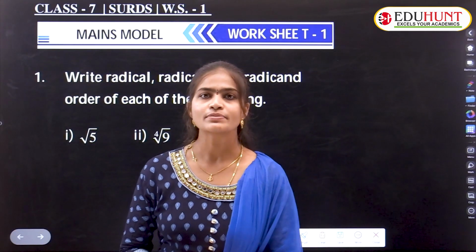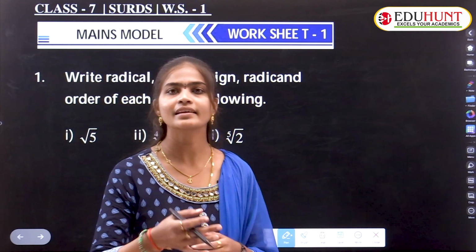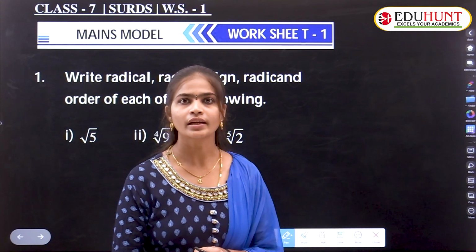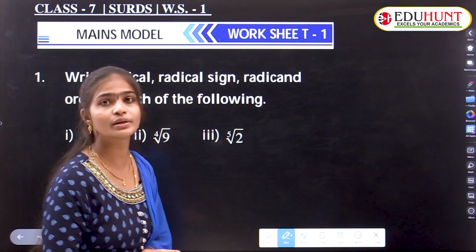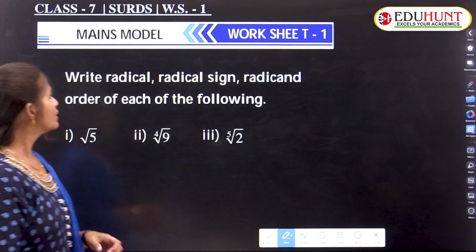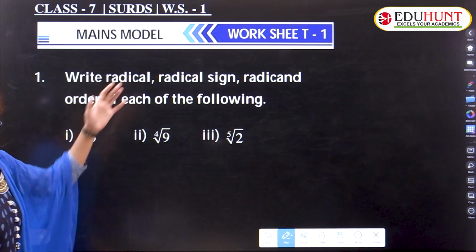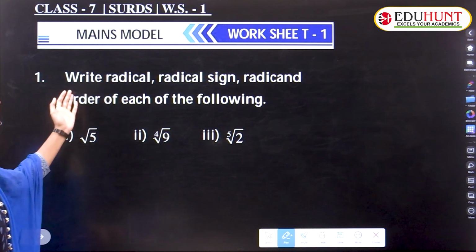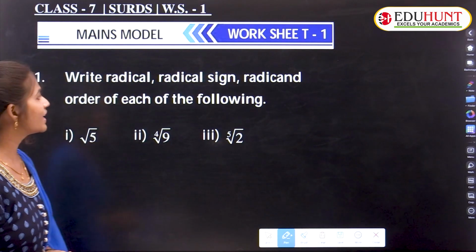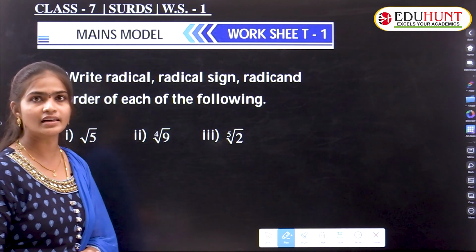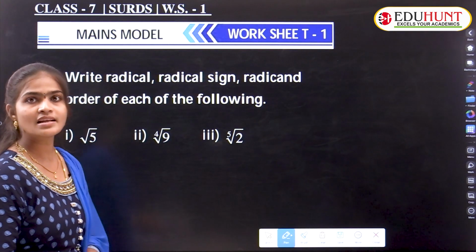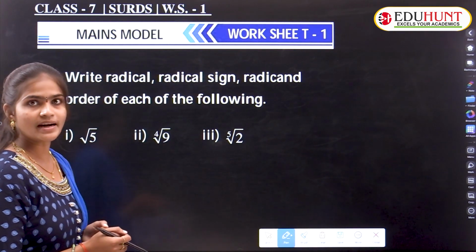So children, in the previous videos we discussed the theoretical part of Surds. Now in this video we are going to discuss the first worksheet on Surds. The first problem from worksheet 1 is: write the radical sign, radicand, and order of each of the following. Here they have given some surds.